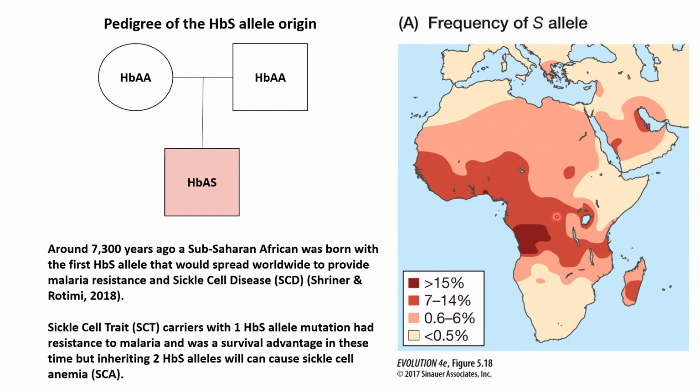And this actually happened around 7,300 years ago in Africa, and we might guess it was in this area that's darkest here. And what happened was this child was born with the HbS allele, and due to its heterozygous advantage, it would spread worldwide given resistance, which was necessary in a time where medication was not available, but malaria would kill many people in this region. So this individual would have the sickle cell trait, and he would be able to pass it on to his children, so they would have an advantage. But over time, inheritance of this HbSS allele would result in sickle cell anemia.